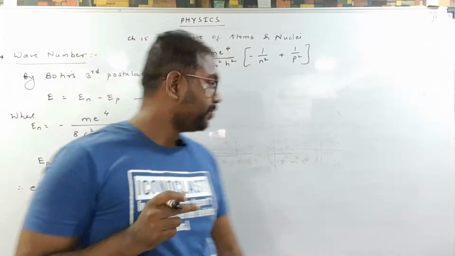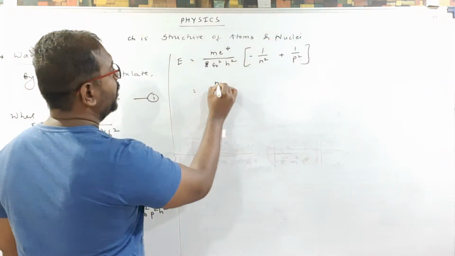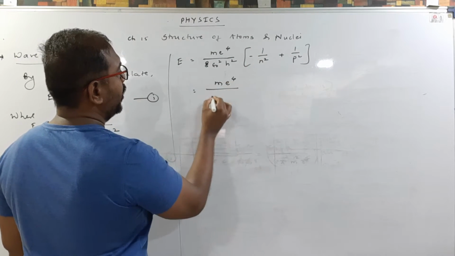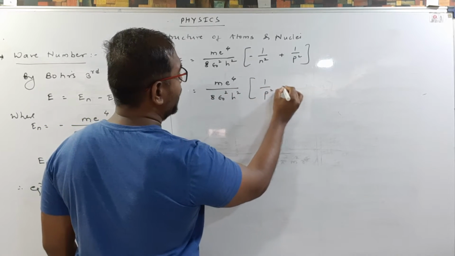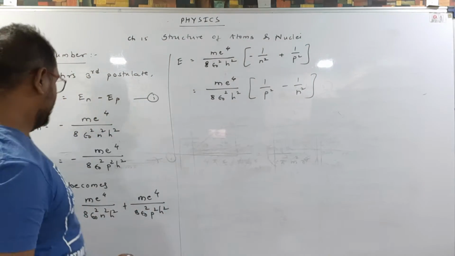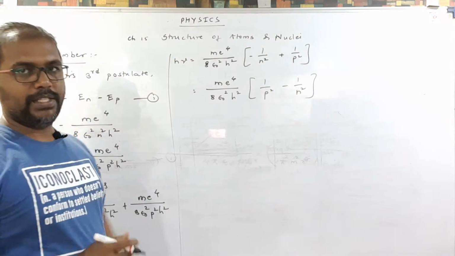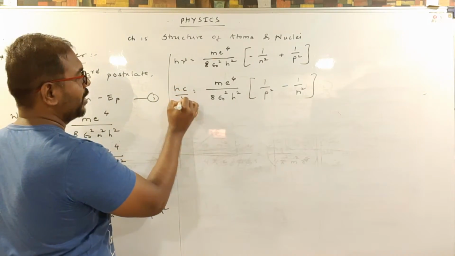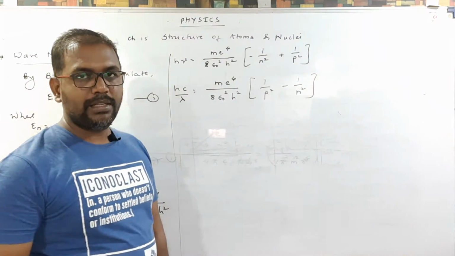Now after that I can write here me raised to 4 divided by 8 epsilon 0 square h square, and in a bracket I can write 1 by p square minus 1 by n square. So this is E, and this E is h mu. So mu is a frequency, h is Planck's constant. Now this h mu I can write hc by lambda, so frequency is c by lambda. C is the velocity of light and lambda is the wavelength.